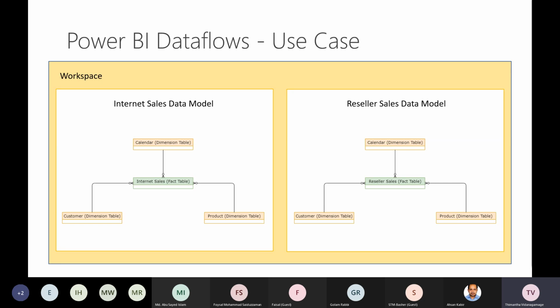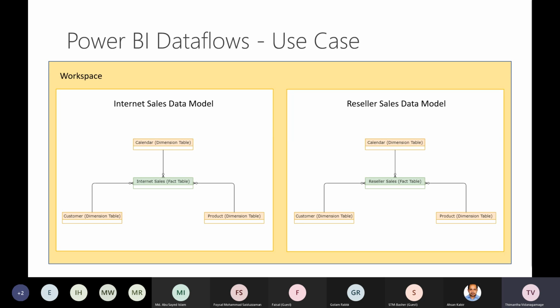For example, you have the calendar table in the reseller sales data model, and you have the calendar table in the internet sales data model. You have the customer table in internet sales and the customer table in reseller sales. Same with the product, right? So this is basically replicating, and it's not a good thing, right?